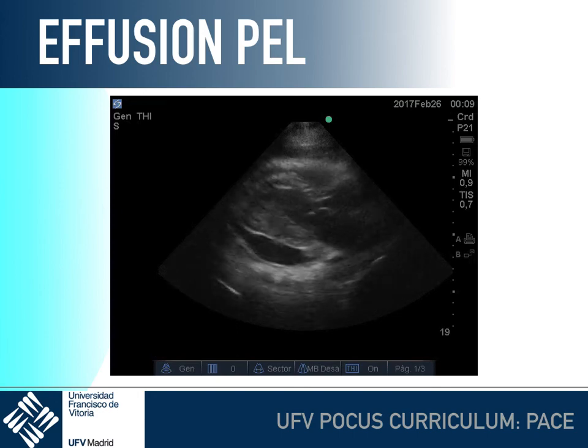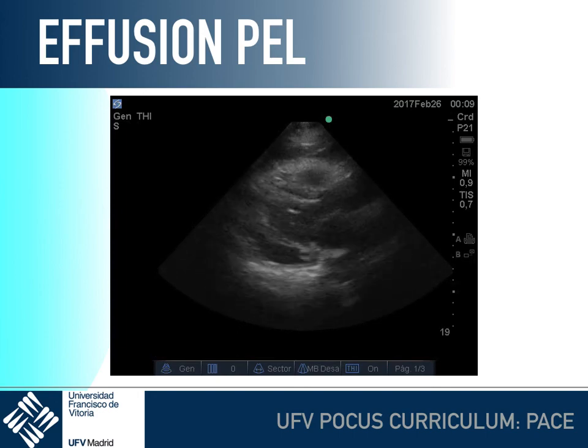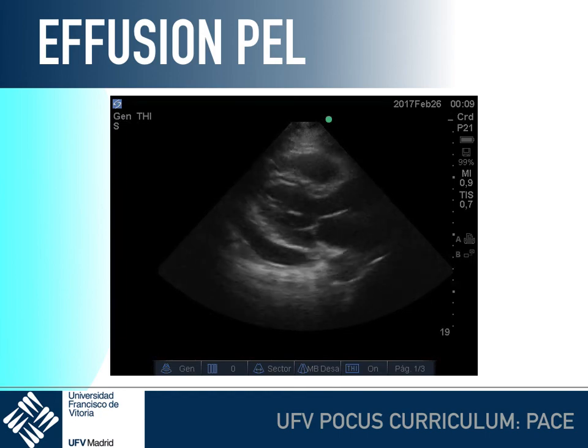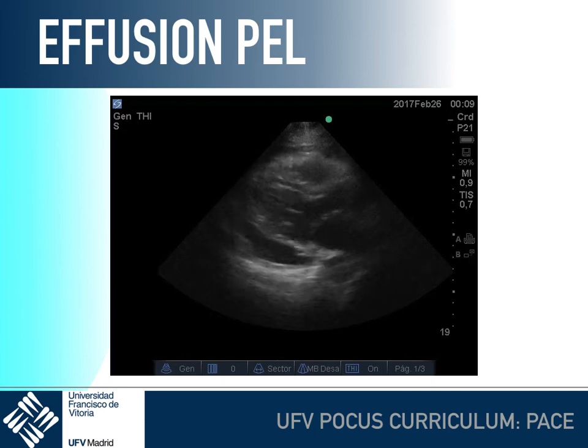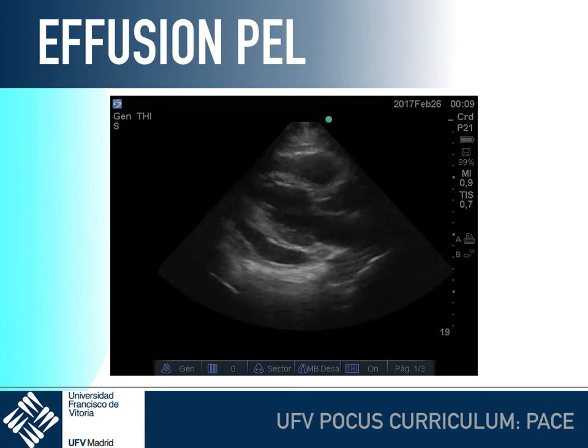In parasternal long axis, remember where the ascending aorta is, the descending aorta, and you are actually looking at the fluid between the heart and the descending aorta, which is a structure a little bit posterior to the left atrium.